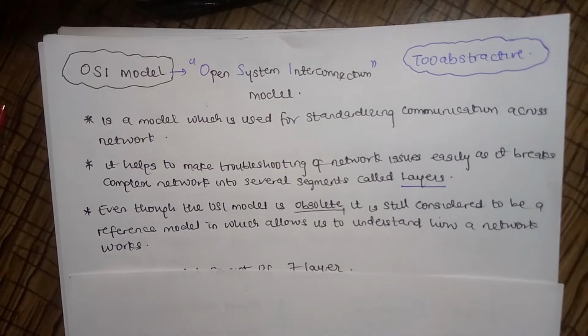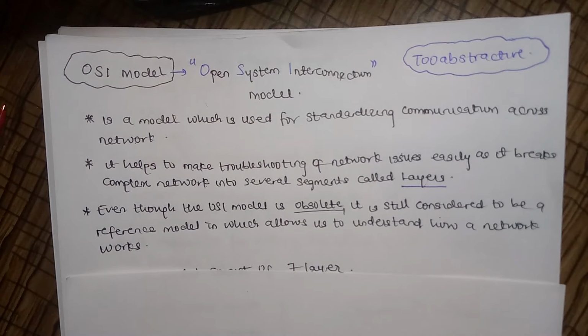It is still considered to be a reference model, because these days we are actually using TCP/IP, Transmission Control Protocol, with IP address, like with Internet Protocol. So even though the OSI model is old, it is still considered to be a reference model which allows us to understand how a network works. So it breaks each and every problem down.